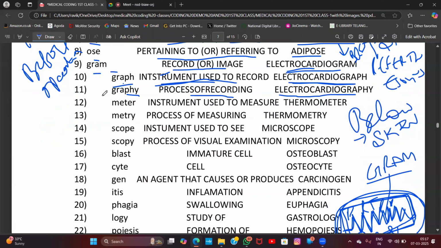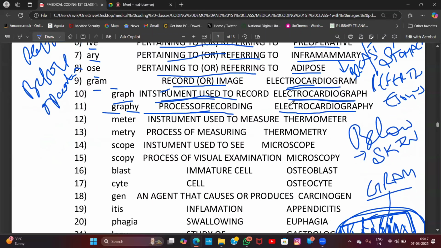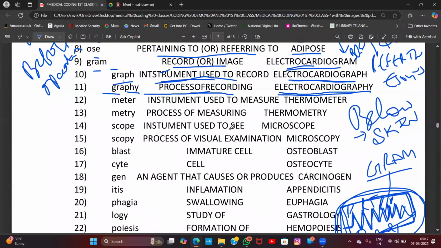Next one, graphy. Graphy is nothing but the process of recording. Electrocardiography: the process of recording of the electricity of the heart is called electrocardiography.